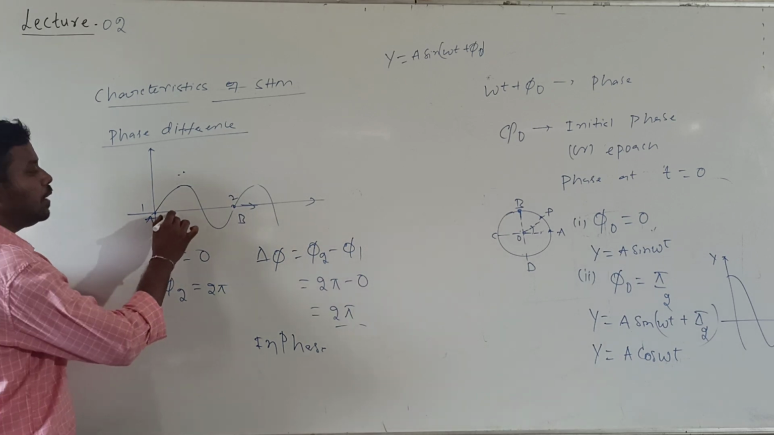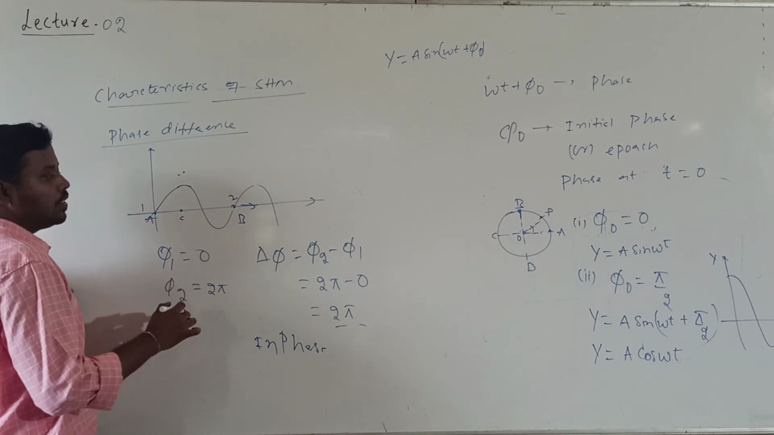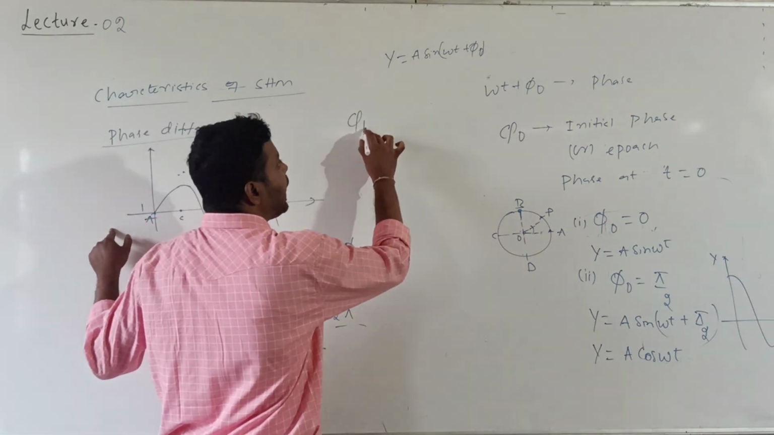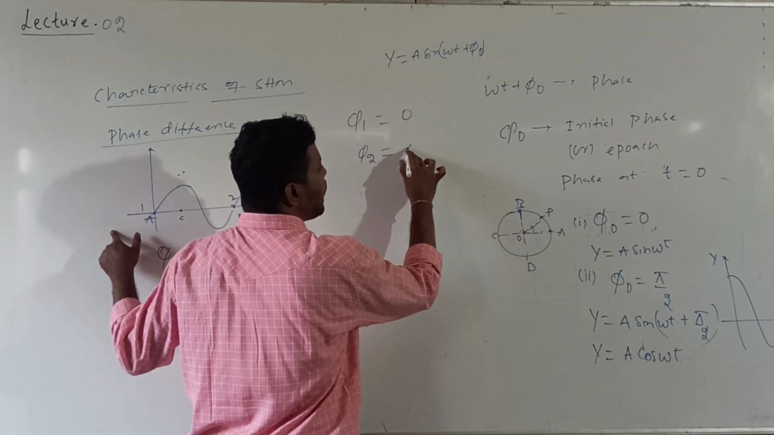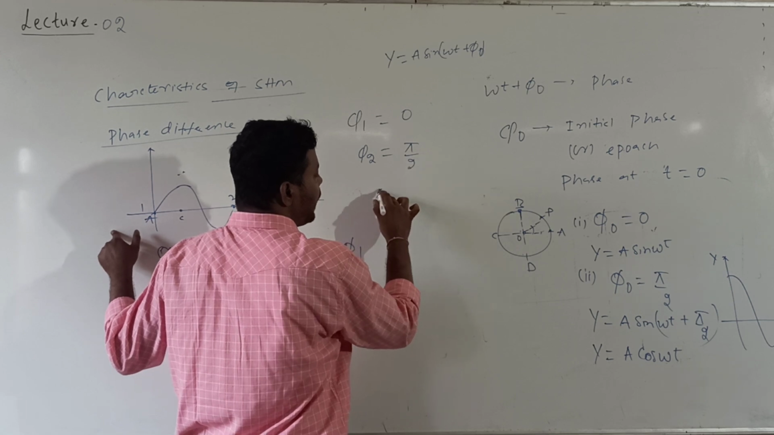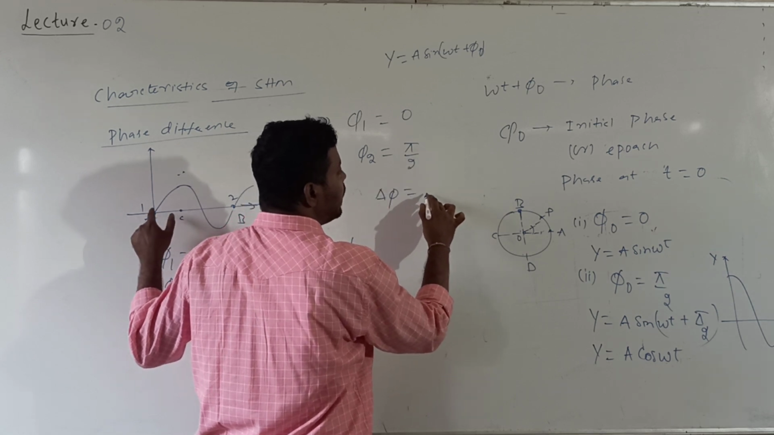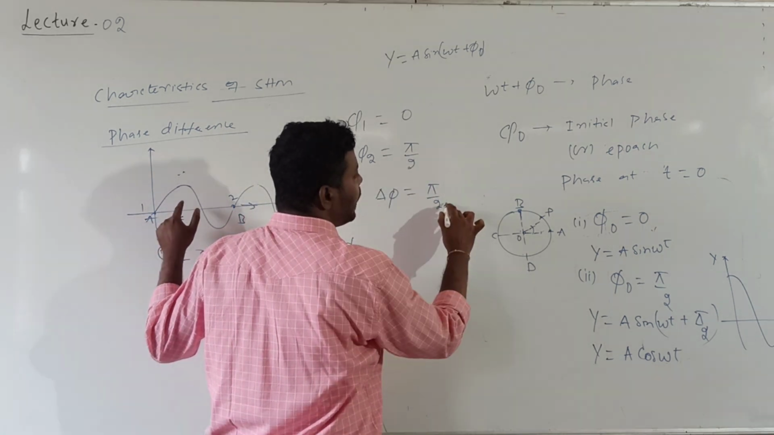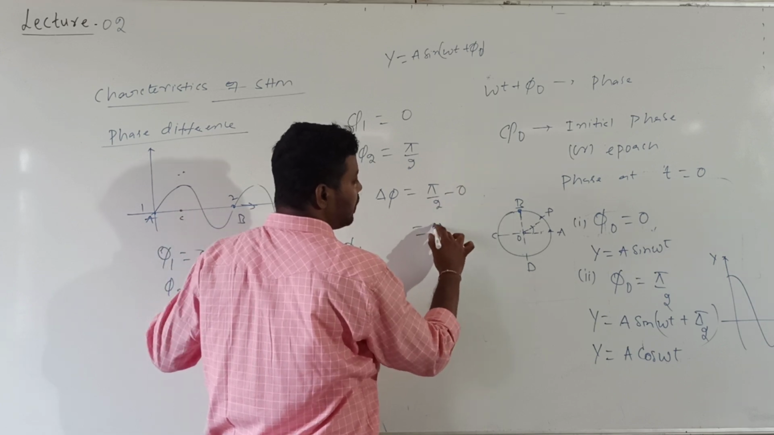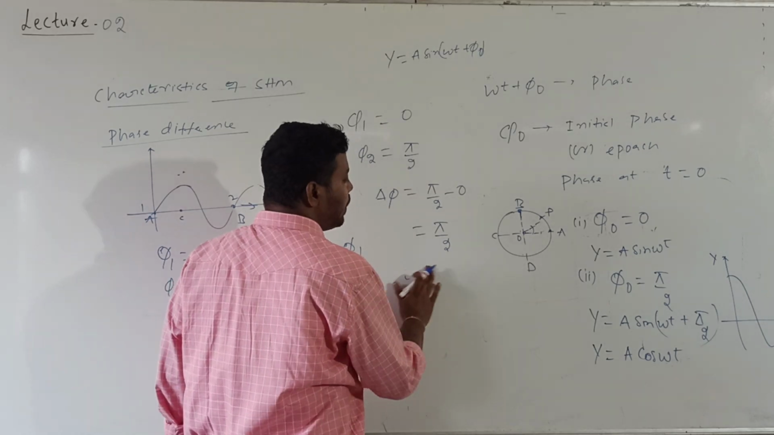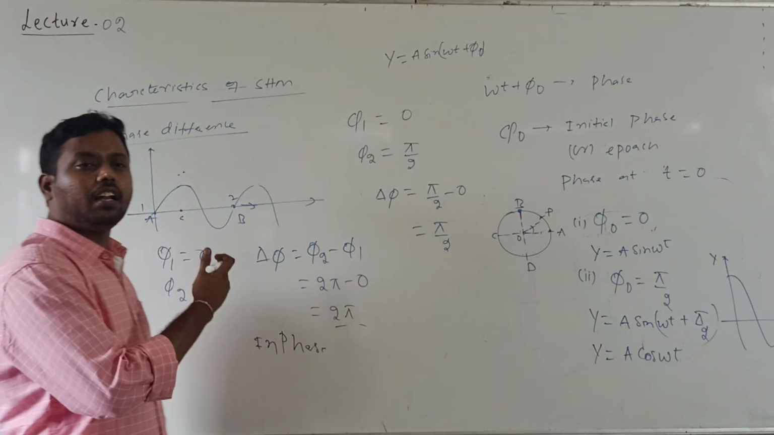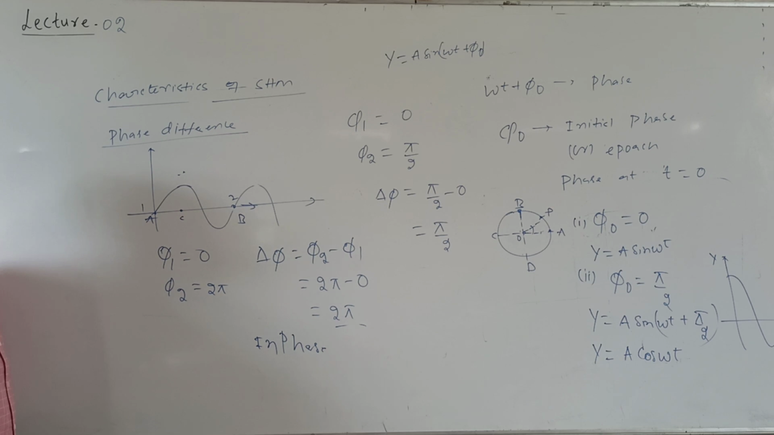If I consider one more particle at C, what is the phase of A? The particle at A will be equal to 0. What is the phase of the particle at C? Pi by 2. What is the phase difference between the two particles? It is given by pi by 2 minus 0, which is pi by 2. Whenever the phase difference between the two particles is pi by 2, the phase difference value will be equal to pi by 2.